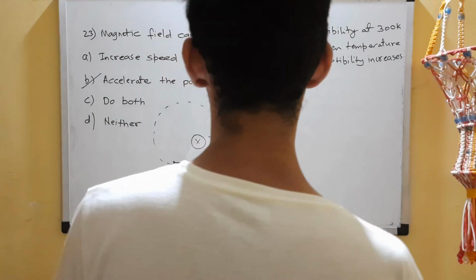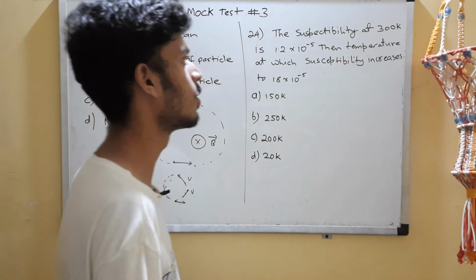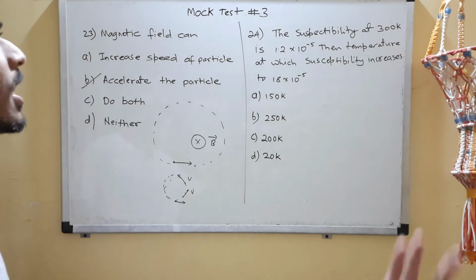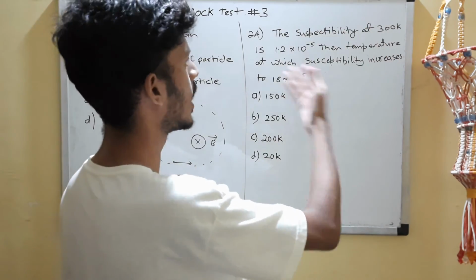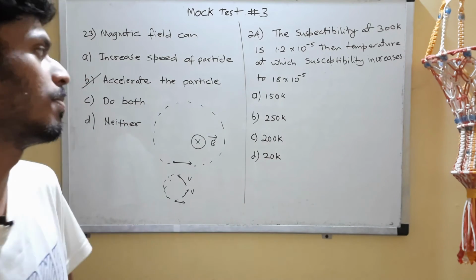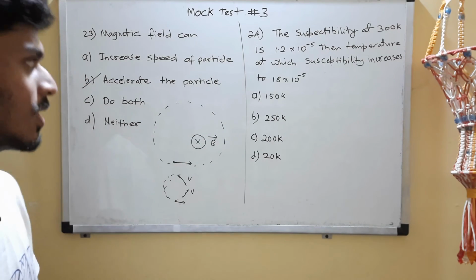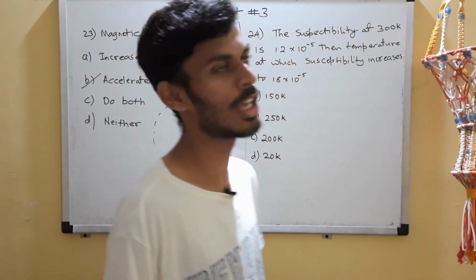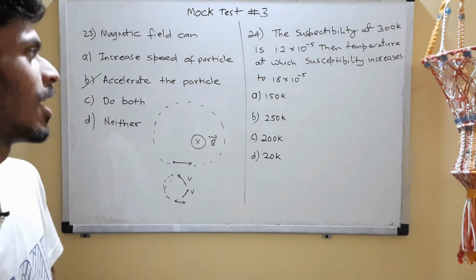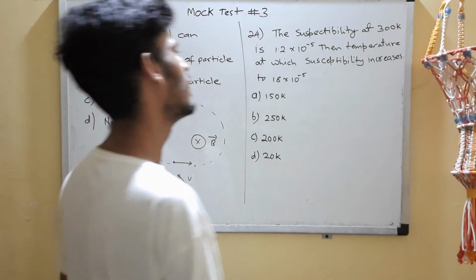Okay, so now let's come to this question. Here we are told the susceptibility of a paramagnetic substance at this much temperature is this. You are supposed to tell the temperature at which the susceptibility will increase to this. Quite a rare question from magnetism and matter. Usually questions from this chapter are not asked, but anyway, let's do it.